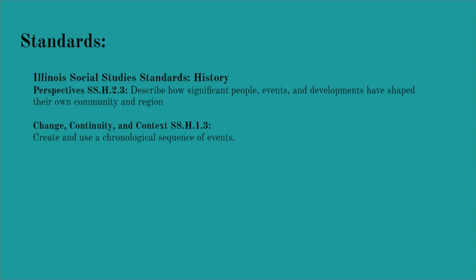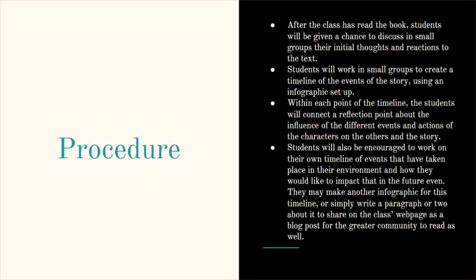The second lesson would also be for a third grade classroom, focused more on social studies and history, and here are the standards. The procedure for this lesson would involve the reading of the book with the class, and then students working in small groups creating timelines of the events of the story, and using an infographic to set this up well. An important point is the students are not merely making an infographic with the dates, but they will also be able to reflect on the different influences and events that are surrounding these dates, and pinpoint that along with each of those specific points on the timeline.